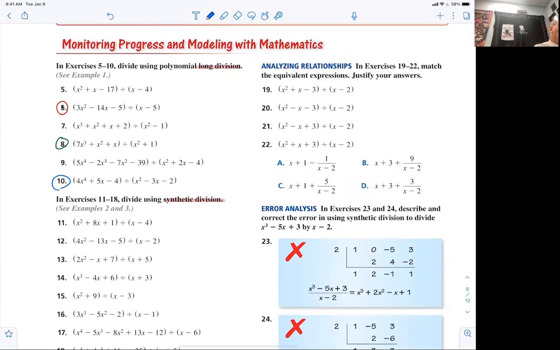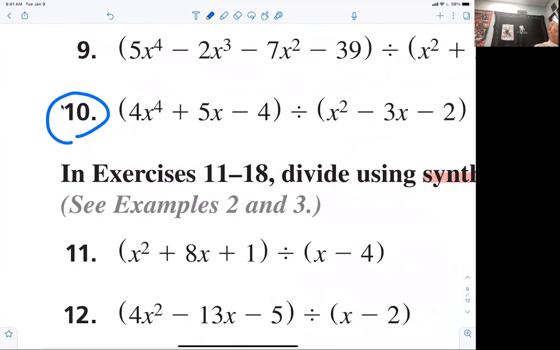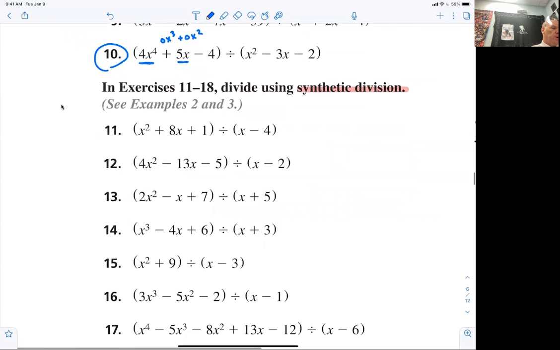Now, before we do number 10, look at this, 4x to the fourth and then x, right? So what do I need to include in here? Yes, thank you for knowing that. 0x cubed plus 0x squared, and that way things will line up. Then it'll be easy. Anybody have any questions with that? All right, now the fun part.